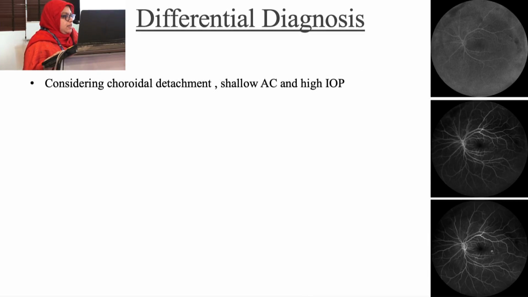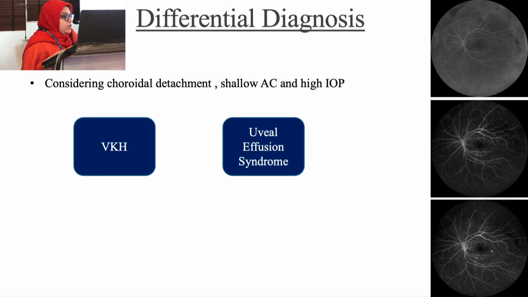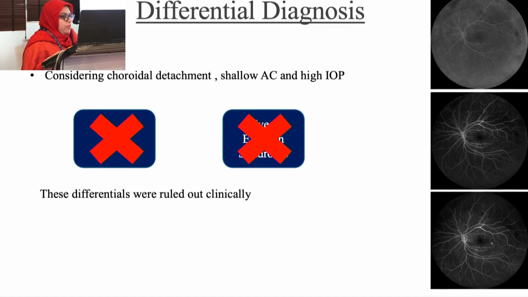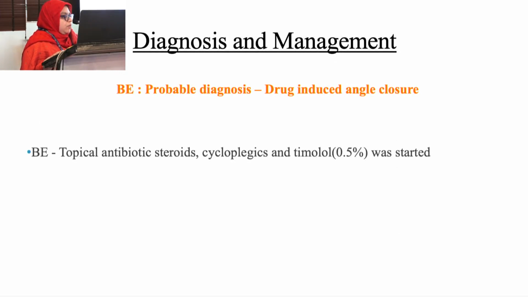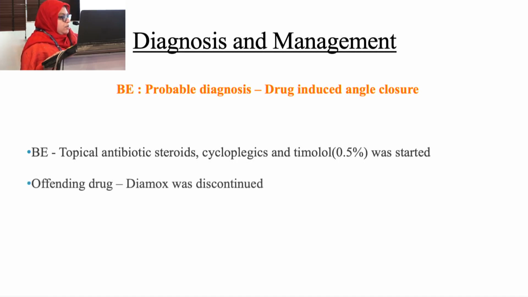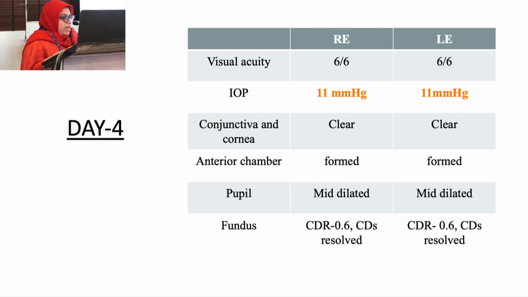Considering the choroidal detachment, shallow AC and high IOP, the differential diagnoses of malignant glaucoma and uveal effusion syndrome were also considered, and FFA showed no signs of inflammation. The diagnosis was mainly acetazolamide-induced angle closure, and he was treated with topical antibiotic steroids, cycloplegics and timolol. The offending drug acetazolamide was discontinued. On day 4, his vision improved to 6/6 and IOP was reduced to 11, and the CDs were resolved.